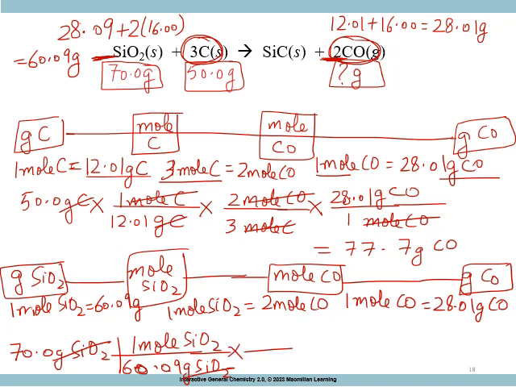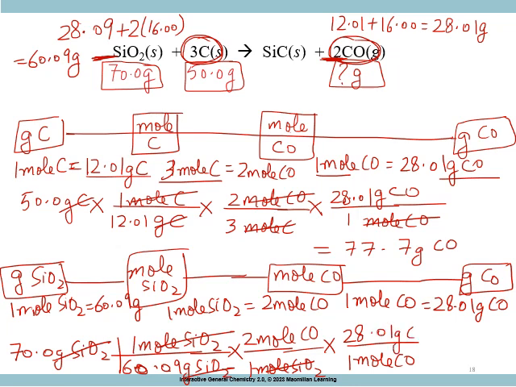Multiply with the next factor, 1 mole SiO2, 2 moles CO, mole gone. Multiply with the next, 1 mole CO, 28.01 grams CO, mole gone. What I have is, when you plug this into the calculator, 65.3 grams of CO. So you get 77.7 grams from carbon, 65.3 grams from SiO2. Which is lesser? This is lesser, which means this is my final answer.